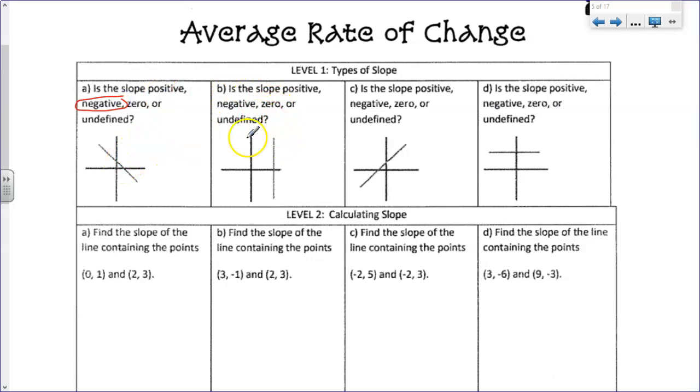Okay, so here is the slope. A lot of students get this mixed up. Think about it this way: I can rise any number, so let's just say 2, but I'm not running at all. Can I divide by 0? No. So that would be undefined because of division by 0.